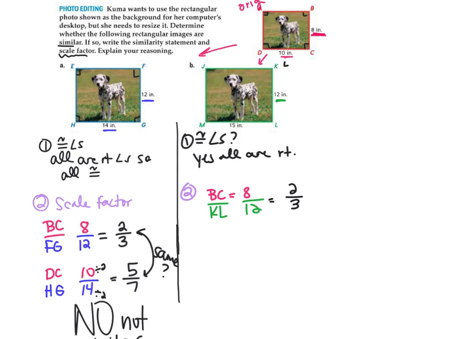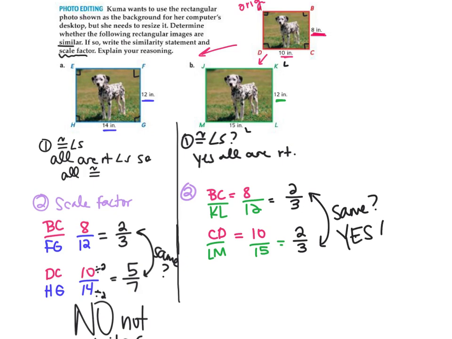Let's check our last sides. All right. So we're going to go to side CD, which is, again, 10. And then look at our last side, LM, which is 15. So in this case, we can factor out a 5. So divide both numbers by 5, and we get 2/3. So we have both given side lengths, 8 and 10, 12 and 15. Now we have the scale factors for each on each image. Do these two match? Are they the same? Yes.